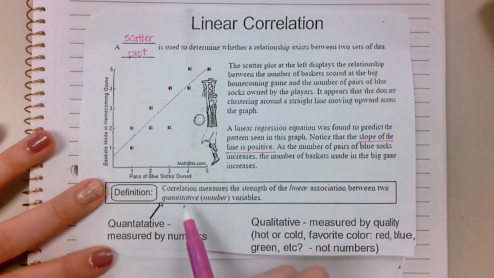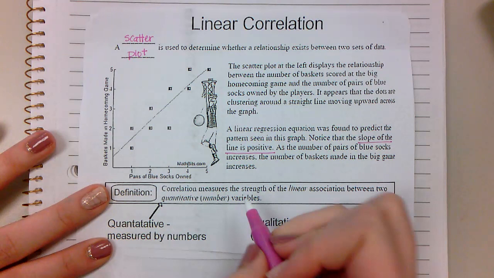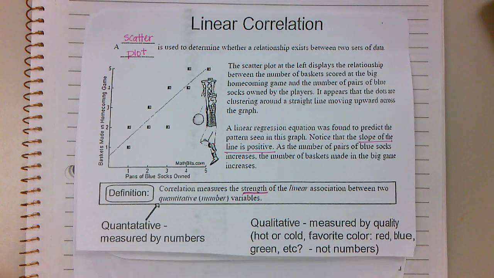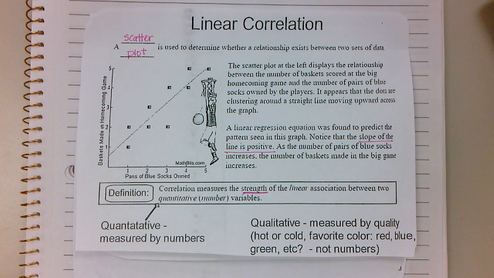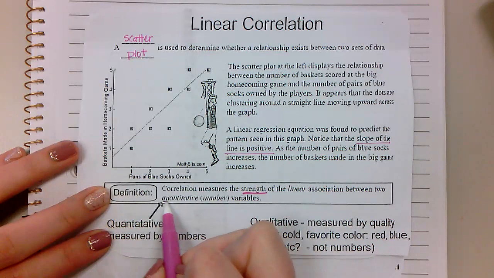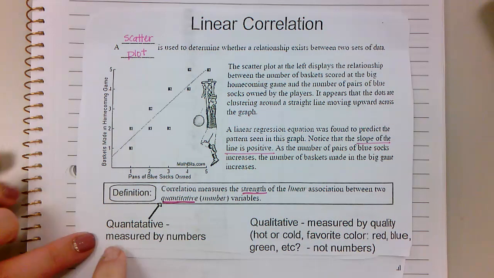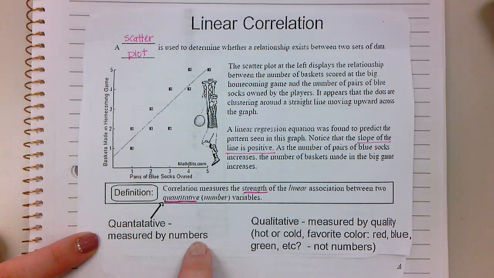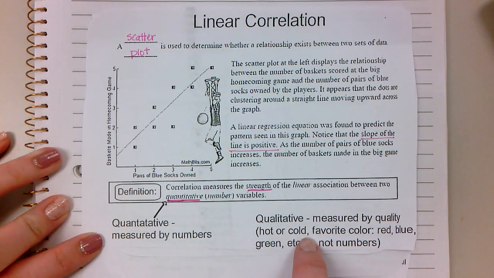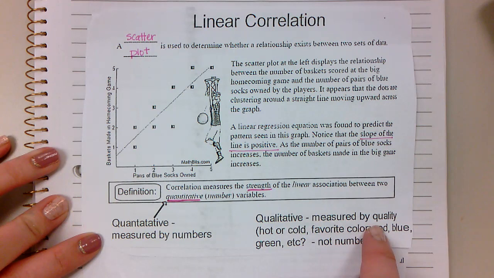So the definition of correlation is the measure of the strength of a linear association between 2 quantitative variables. So how correlated are they, or how strongly are they related? And look here, it says that it's between 2 quantitative numbers, meaning that it has to be measured by numbers. Qualitative is something different. That's looking at the quality of something.